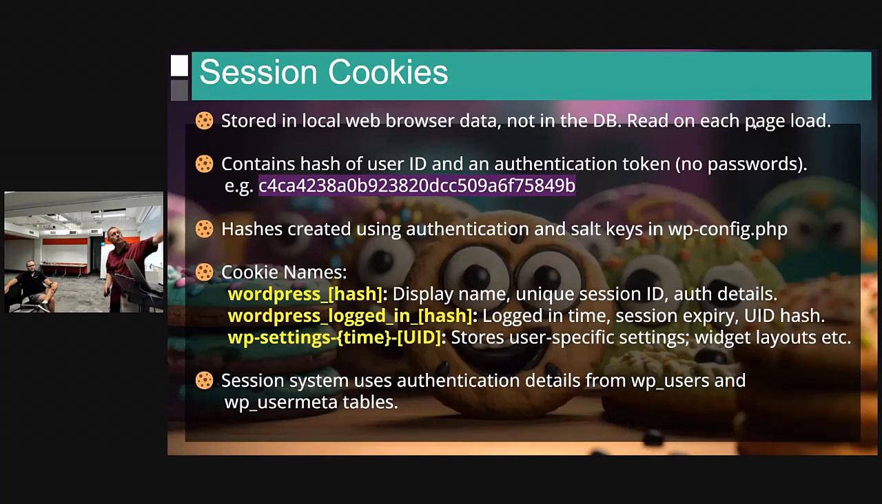There's 3 cookies that WordPress stores. There's a WordPress hash, which is display name, session ID. There's the second one there, which is your logged in time, and it's the session expiry, so it just gives it a little bit of time. So if you don't log in for a couple of days, it just deletes it and creates a new one. So your information isn't there permanently.